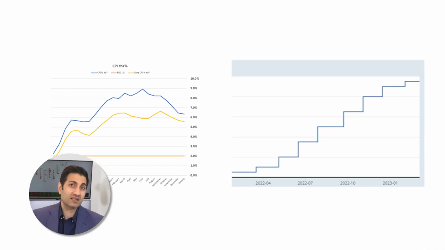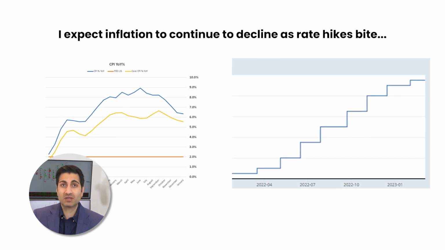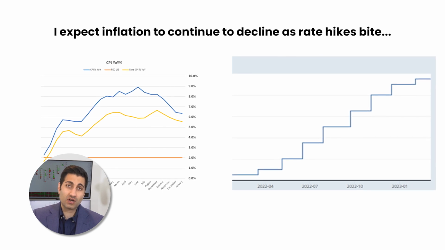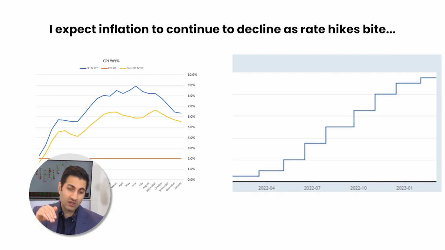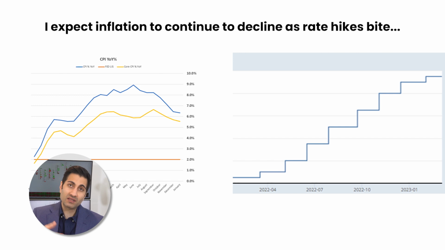Personally, my baseline scenario is for inflation to continue to decline simply because interest rates are elevated, and as the Fed continues to hike and keep interest rates high, we should see this have a strong downwards impact on prices throughout this year, i.e. bring inflation down.